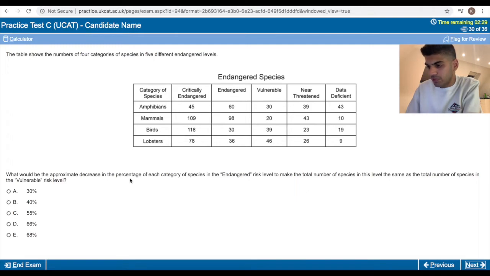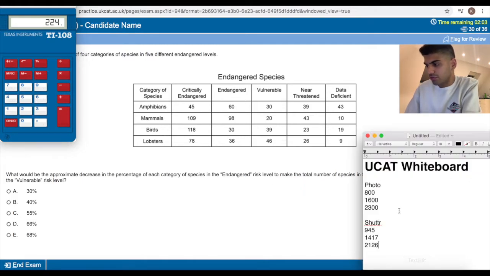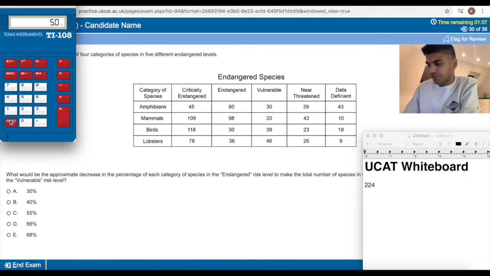What would be the approximate decrease in percentage of each category of species in the endangered risk level to make the total number of species the same as the total number of species in the vulnerable risk level? So in each category, you need to calculate the total. So 60 plus 98 plus 30 plus 36 equals 224. So you want to go from 224 endangered down to 50 plus 39 plus 46, 135. So we need to go from 224 to 135. So that's a 40% decrease.